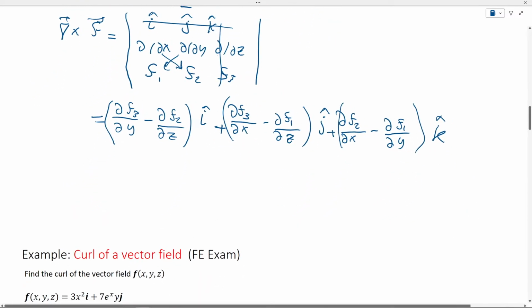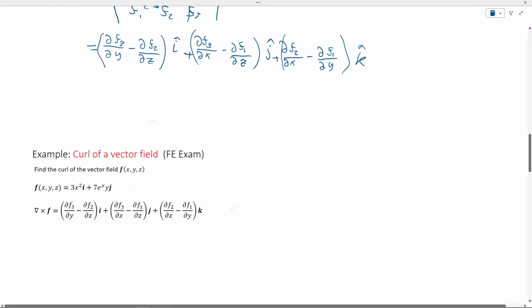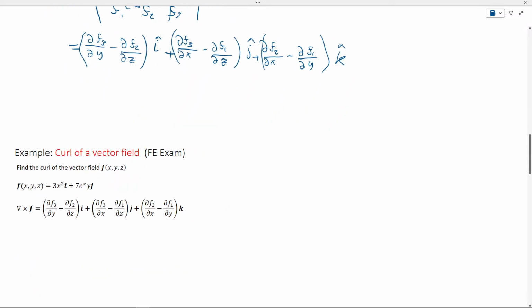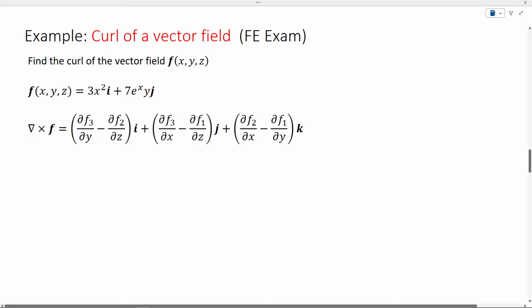So basically you get something that looks like this. Yeah. Here's the equation. So I got the same equation here. Yeah. So let's do an example. Here's an example, that should be easy. Find the curl of a vector field like this guy. So here I just want to find the curl of this vector field.